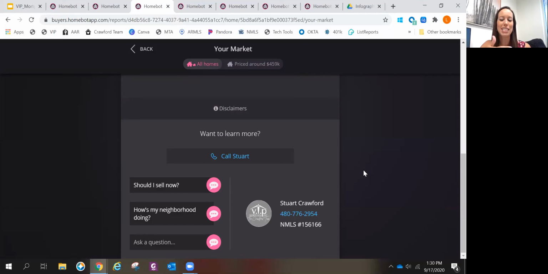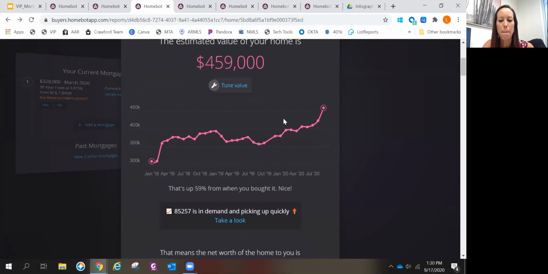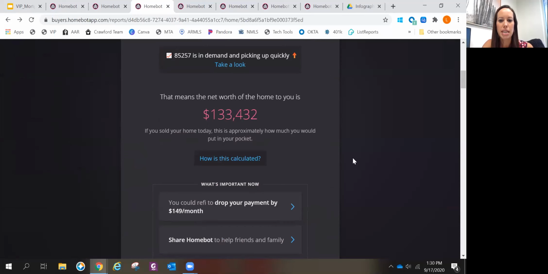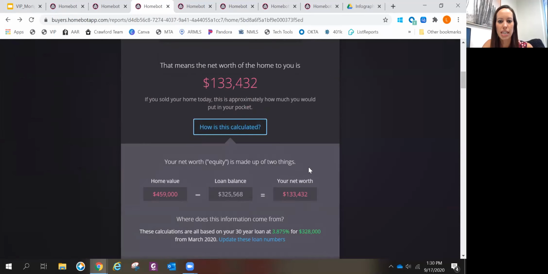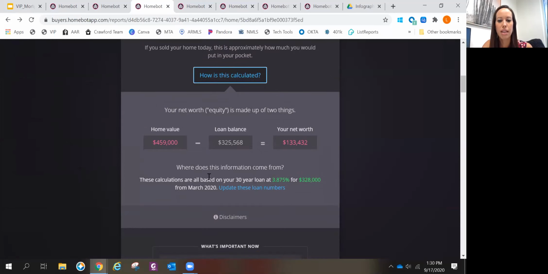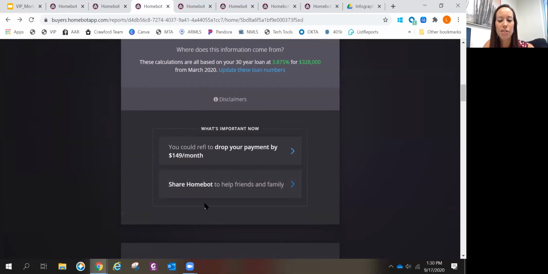These are highly interactive. So some clients' reports look a little different than others depending on their situation, but on the buyer pool, it usually says how long to sell as well. But back to the report, it shows them again the net worth of their home. How is this calculated? It shows them that that's home value minus loan balance. They can update the numbers if they want. And then whatever it has for what's important now is specific to that client. So it will prompt them, depending on their equity position, it will have different buttons there.